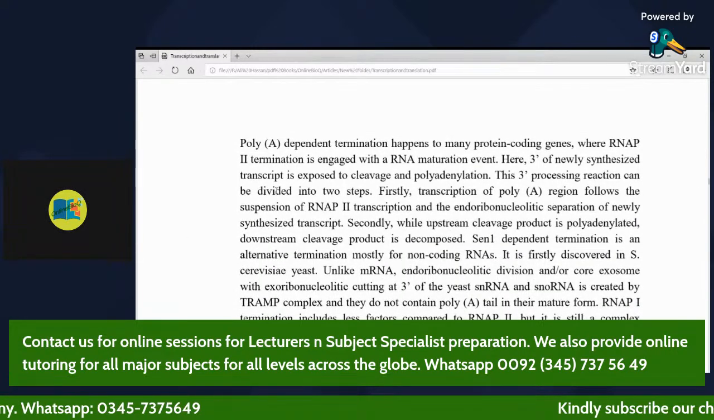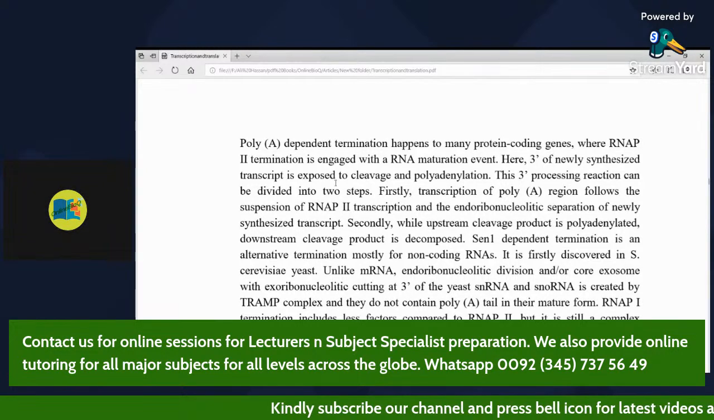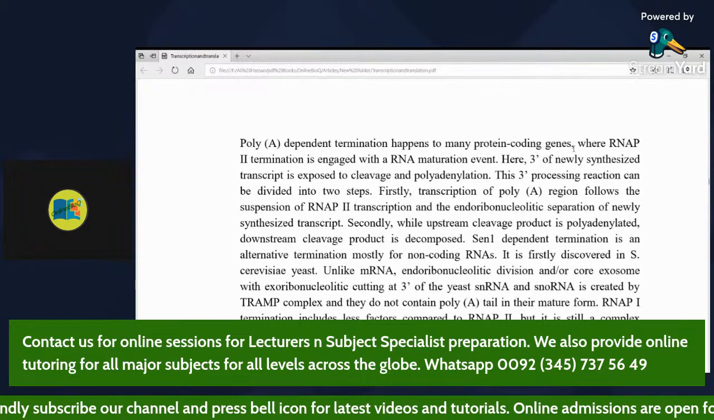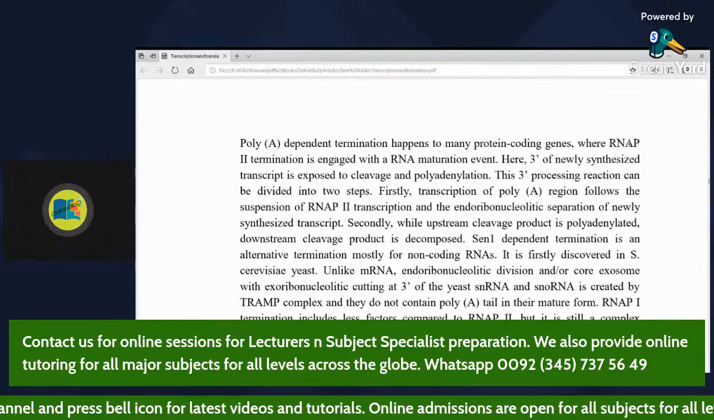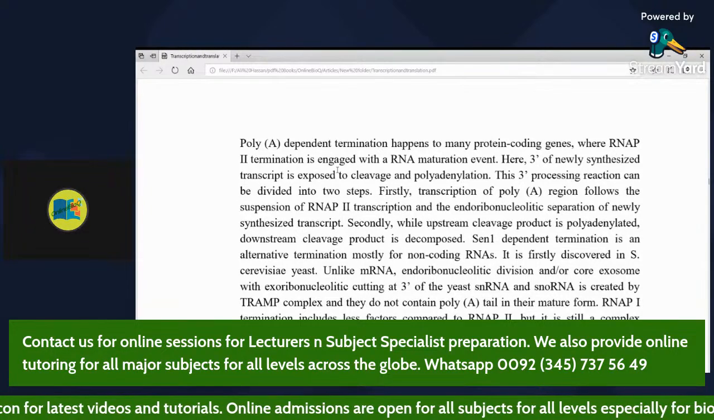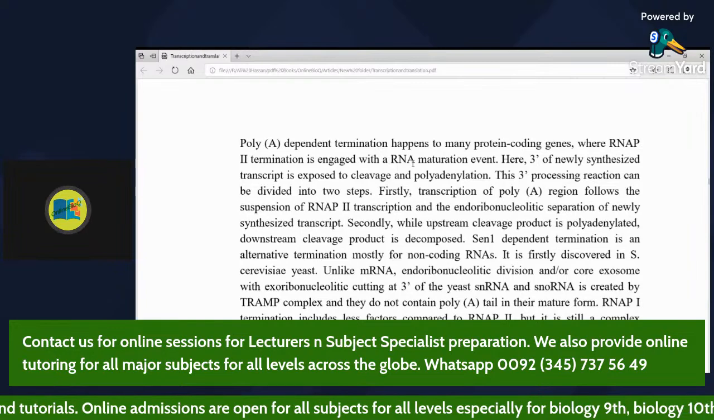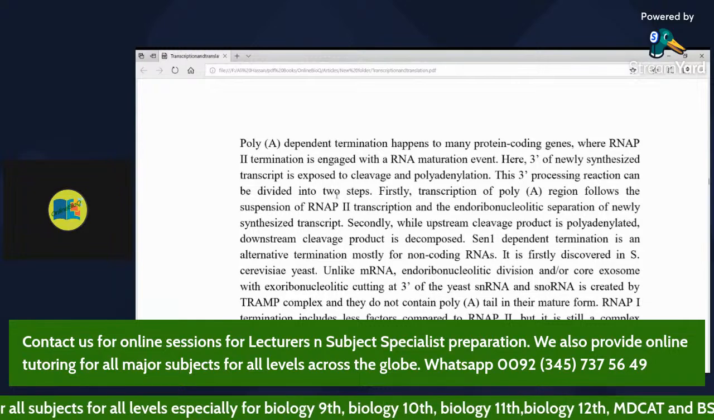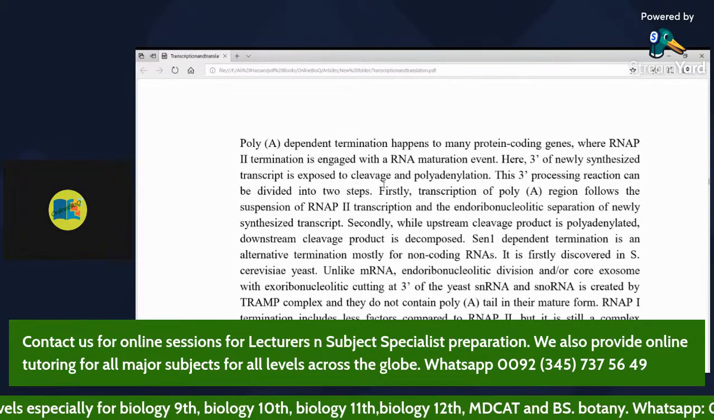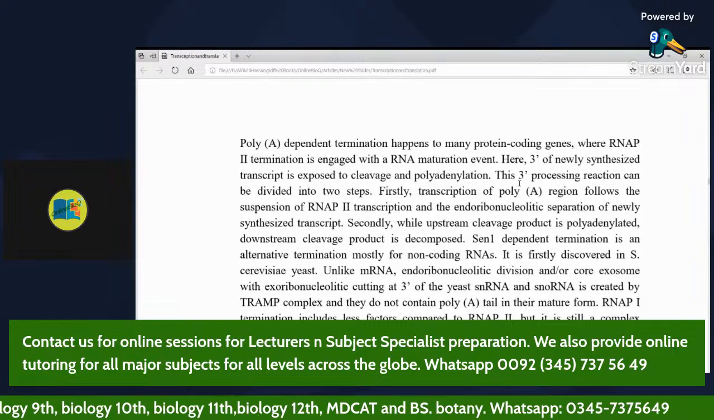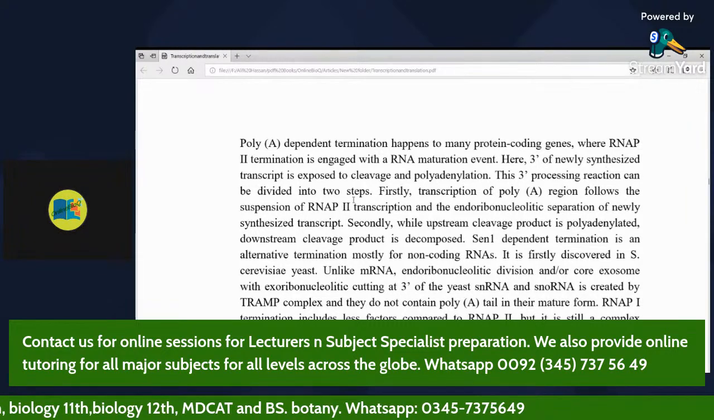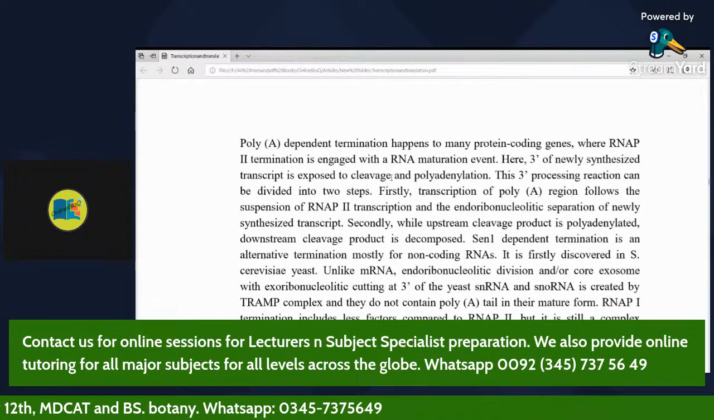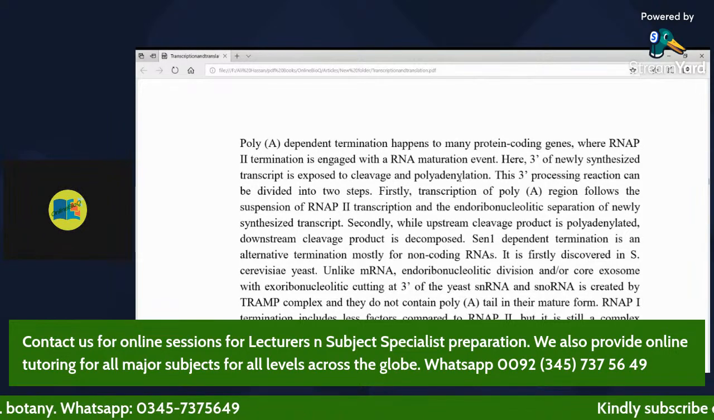Poly-A dependent termination happens to many protein coding genes, where RNA polymerase II termination is engaged with an RNA maturation event. Here, the 3' of the newly synthesized transcript is exposed to cleavage and polyadenylation.